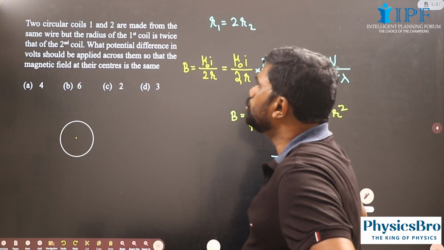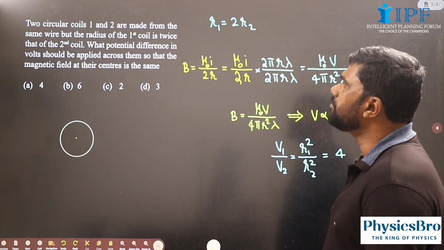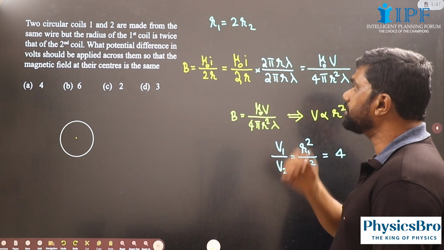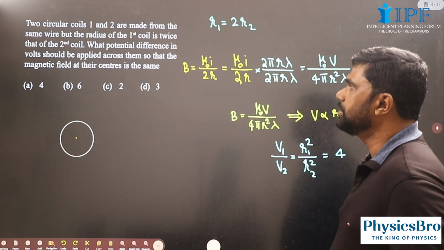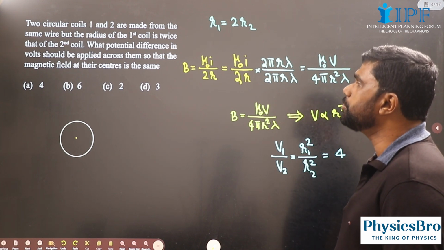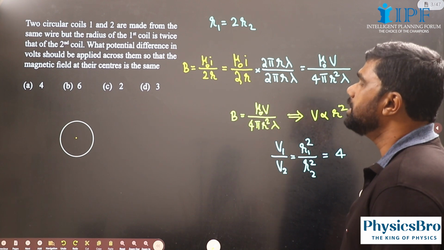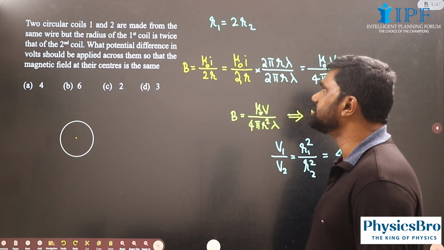Now two circular coils 1 and 2 are made from the same wire, but the radius of the first coil is twice that of the second. What potential difference in volts should be applied across them so that the magnetic field at their centers is the same?